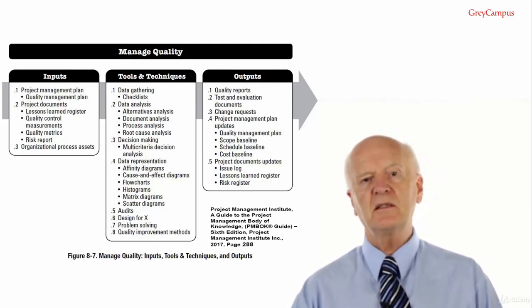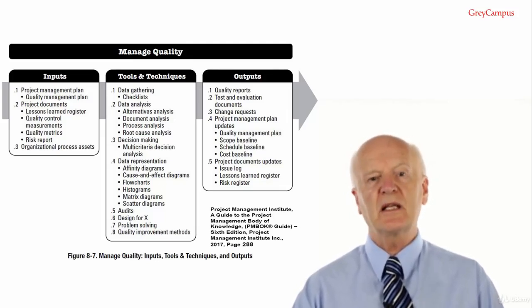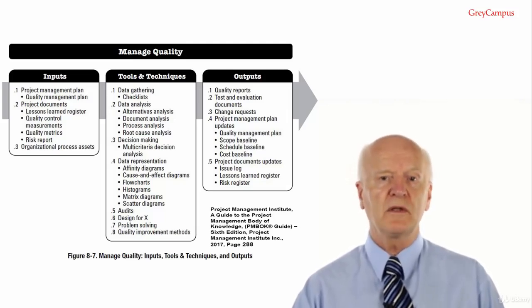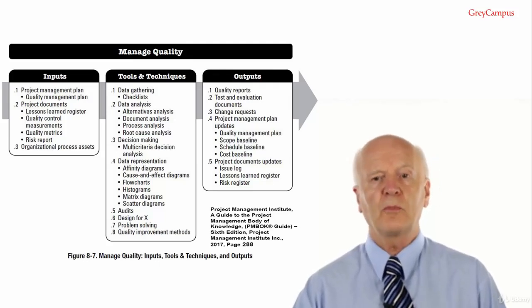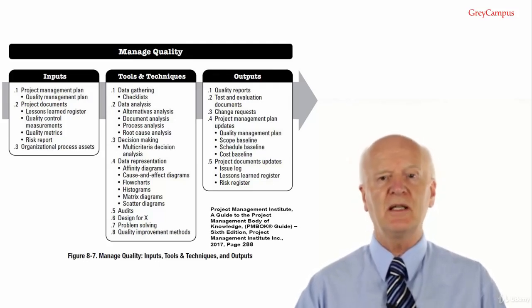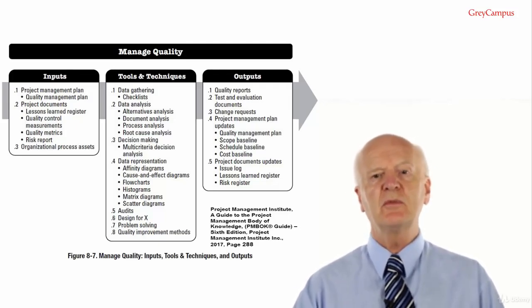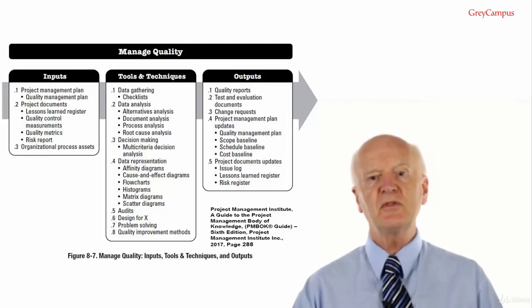Tooling technique number 8, quality improvement methods. Quality improvements can occur based on findings and recommendations from quality control processes, the findings of the quality audits, or problem solving in general quality management process. Plan-Do-Check-Act and Six Sigma are two of the most common quality improvement tools used to analyse and evaluate opportunities for improvement.